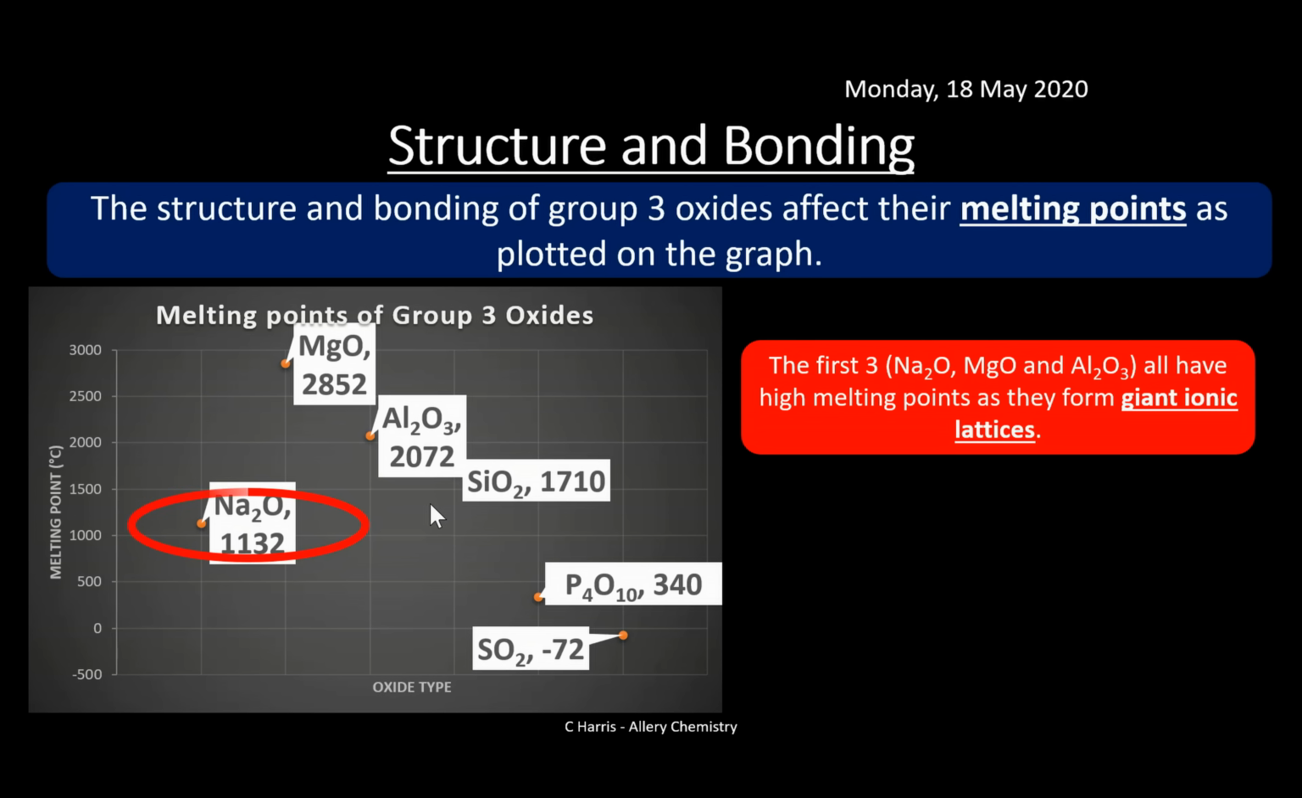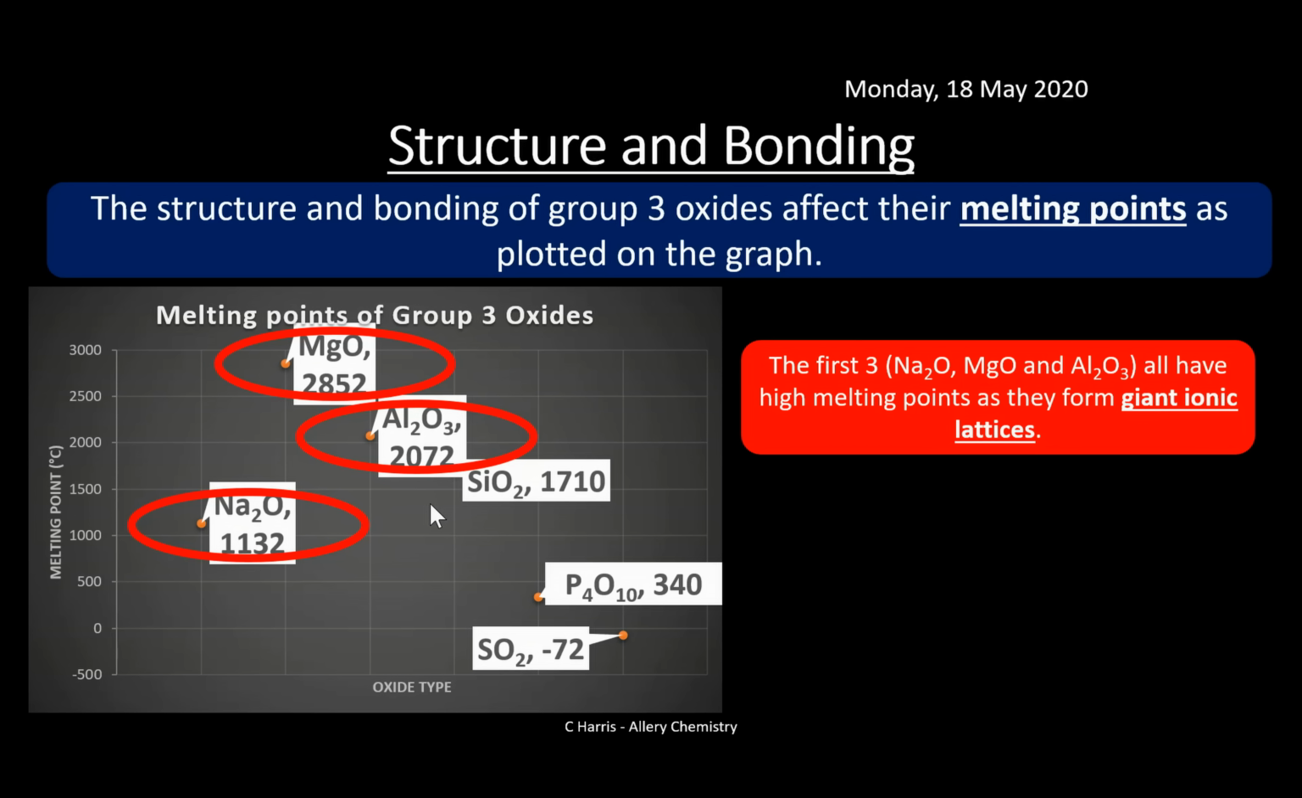So the first three, which is sodium oxide, magnesium oxide, and aluminium oxide, these all have high melting points as they form giant ionic lattices. So remember, this is a metal and non-metals, so they're going to form ionic compounds, and the ionic compounds form giant ionic lattices.